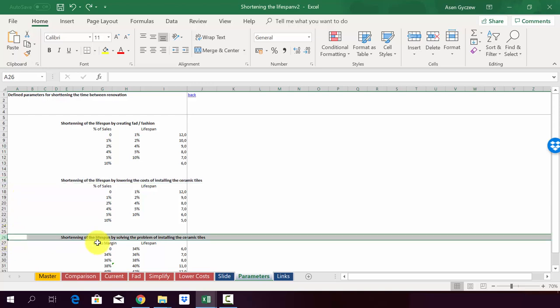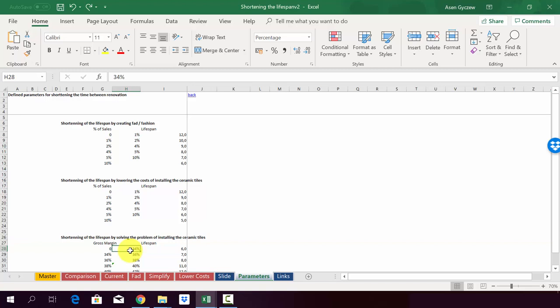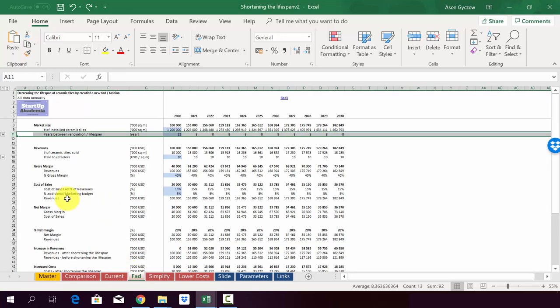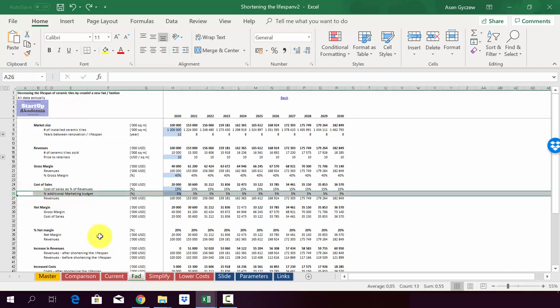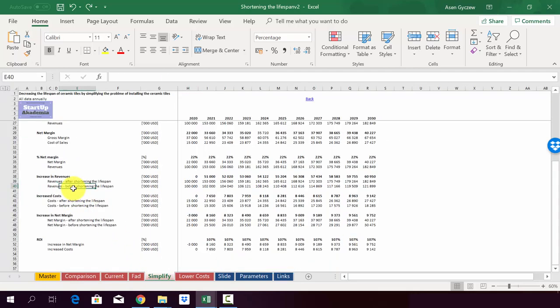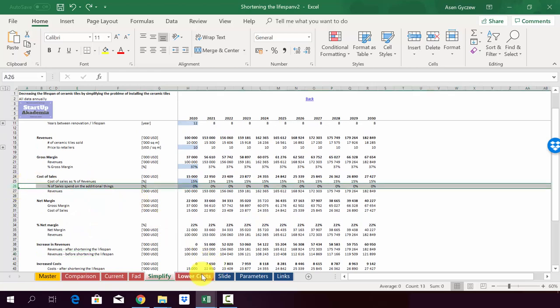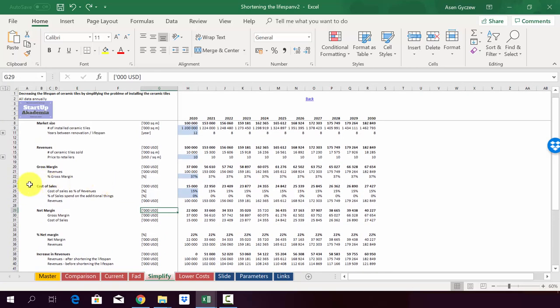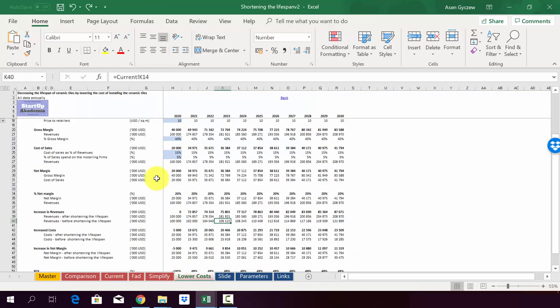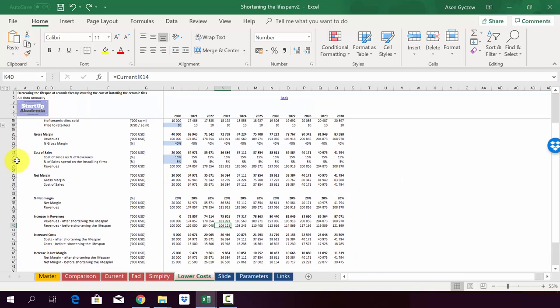solving the problem of installing the ceramic tiles, so simplifying the product. So that's in short. Have a look at this. Play with the parameters you will find in blue, so the additional marketing budget for the fad. Then for the simplified, it will be the percentage spent on additional things. So in the case of the simplify, it will be a different gross margin in row 22. And then lowering cost will be simply how much we spend on installing firms to improve the situation. So that's in short. Have a look at the file, play with it.